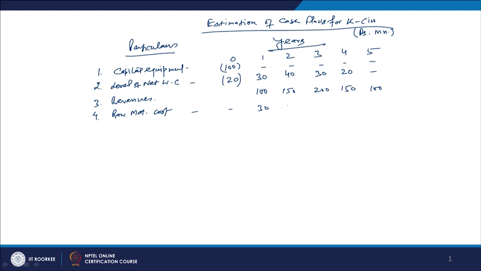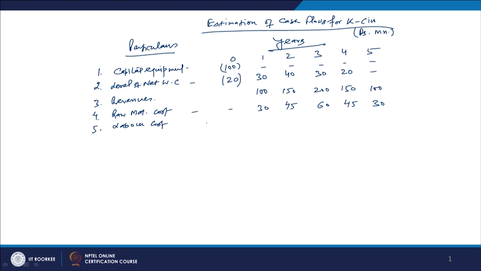In this case, 30% is how much it is going to be? The same way we are going to take here 45 million rupees. Here it is going to be 60 million rupees, here it is going to be 45 million rupees, and here it is going to be 30 million rupees. So, this is the cost of raw material, right. The next head of the cost is what? Labor cost.